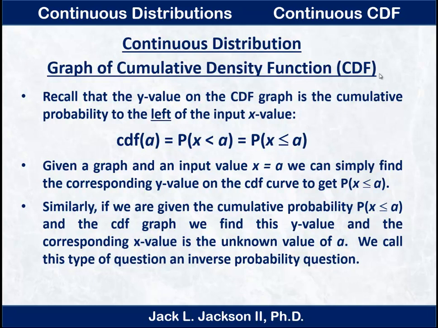So if we're given a graph of a CDF and an input value at x equals A, we can simply find the corresponding y value on the CDF curve to get the probability that goes with that. That is the left probability, the probability that x is less than or equal to A. And similarly, if we go backwards from that, if we're given the cumulative probability, the probability that x is less than or equal to A, and of course the CDF graph, we find that y value, that probability that's given, we find the corresponding x value, and that's A. That's the A that maybe is unknown.